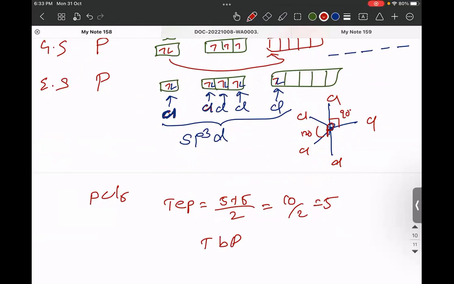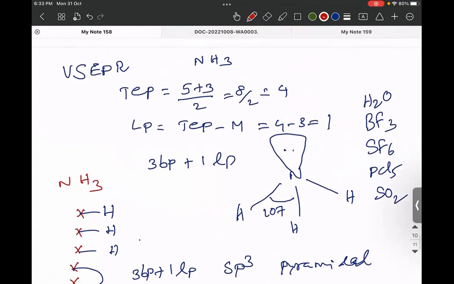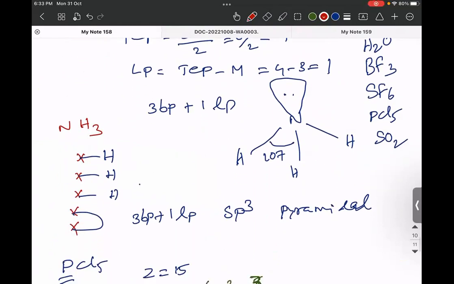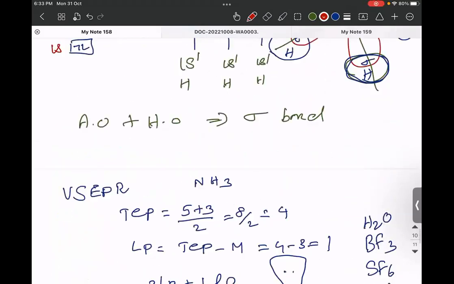It's very simple. So all of you try for BF3, H2O, SF6 and SO2. SO2 is not in the syllabus, but in JEE they will ask such questions. Any molecule, if you are going for a competitive exam, you follow this method, then you can easily know. This is what you should know.